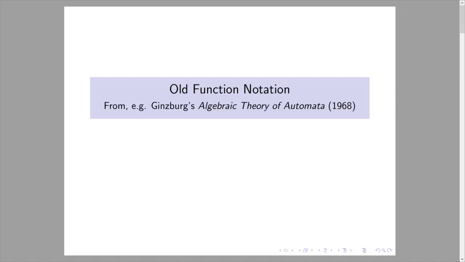Hello, in this video I'd like to talk about some old function notation that I found while researching the Krohn-Rhodes theorem. This is from Ginzburg's Algebraic Theory of Automata from 1968, although I've seen this notation from other sources from around that same time as well. It seems like this notation isn't used anymore, however, but if you know of any more modern sources that use this notation, please let me know.